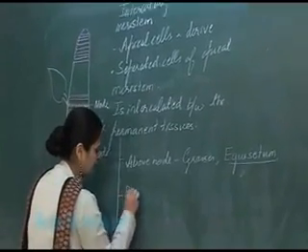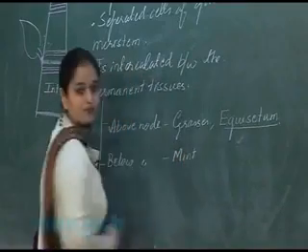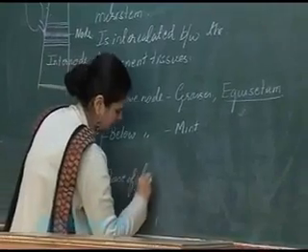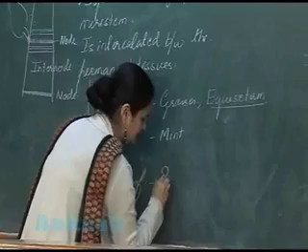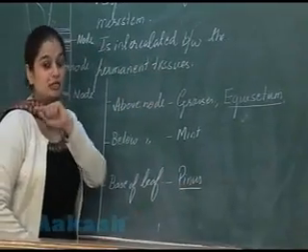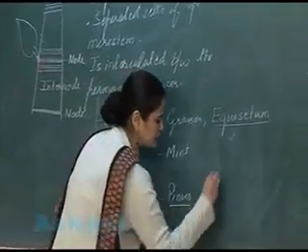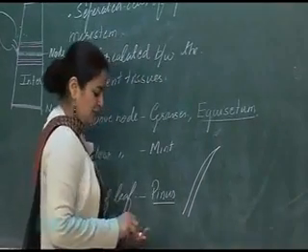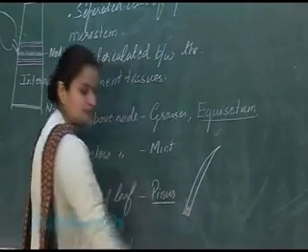It can be present below the node. This is seen in mint. Right? It can be present at the base of the leaf. This is seen in Pinus. Pinus, you have studied it under the category of gymnosperms. In Pinus, there is the presence of needle-shaped leaf, right? Below the needle-shaped leaf, there is the presence of intercalary meristem. Here.